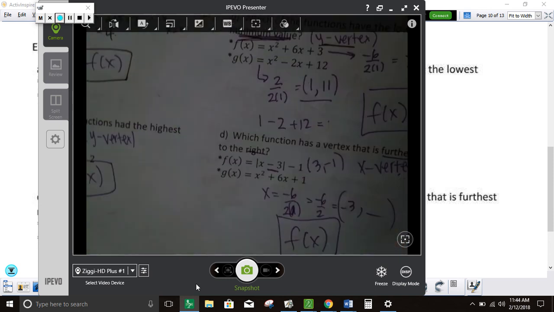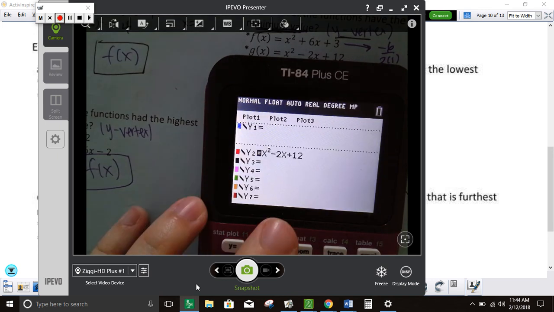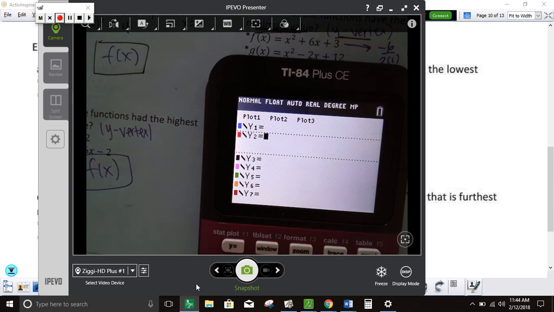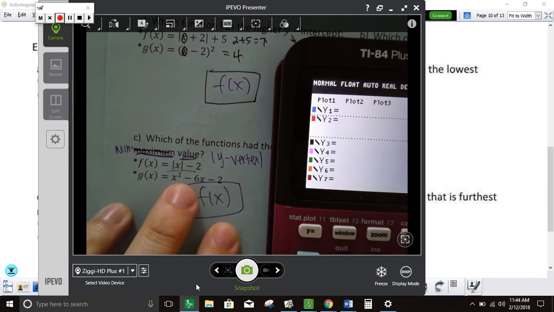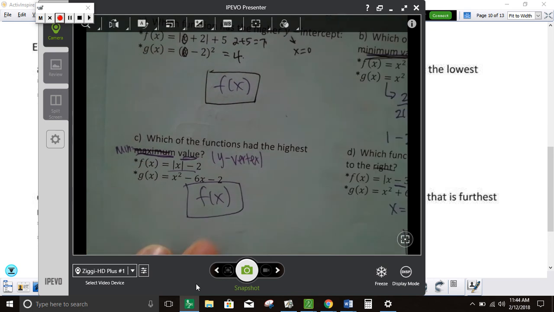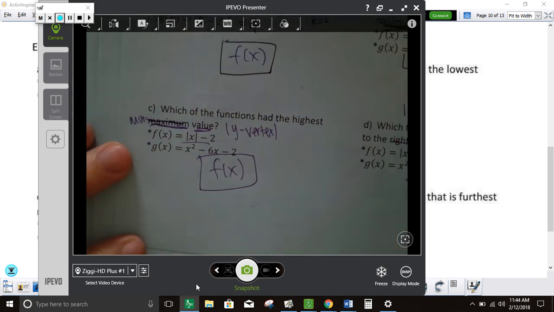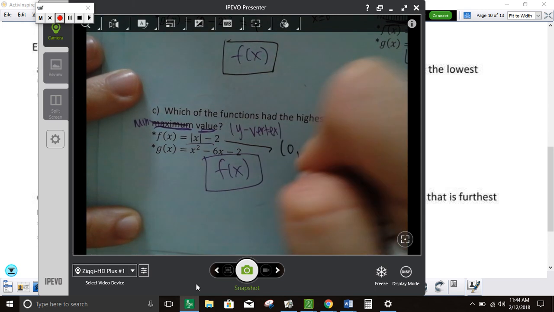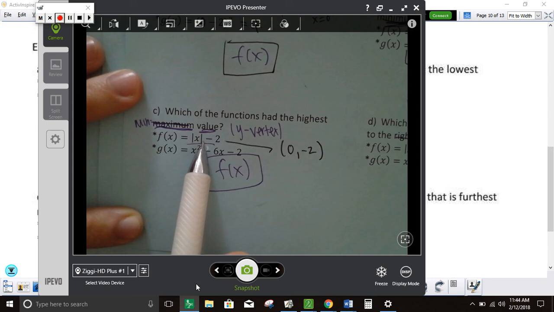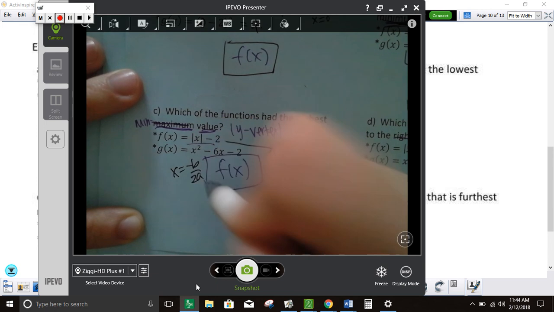Okay, let's look at part C. We're going to do this one on the calculator again. Which function has the highest? There's actually a typo here. It's supposed to be minimum value. Both of these open up, so it needs to be a minimum value. Again, if it's looking for a minimum value, you're looking for the y part of the vertex. By hand, I lied, we'll do this by hand first. By hand, this one right here, the vertex is going to be at 0, -2, because you take the opposite of what's in here, and then -2. To find the vertex on this one, again, you're going to do x equals -b over 2a, and plug everything in.